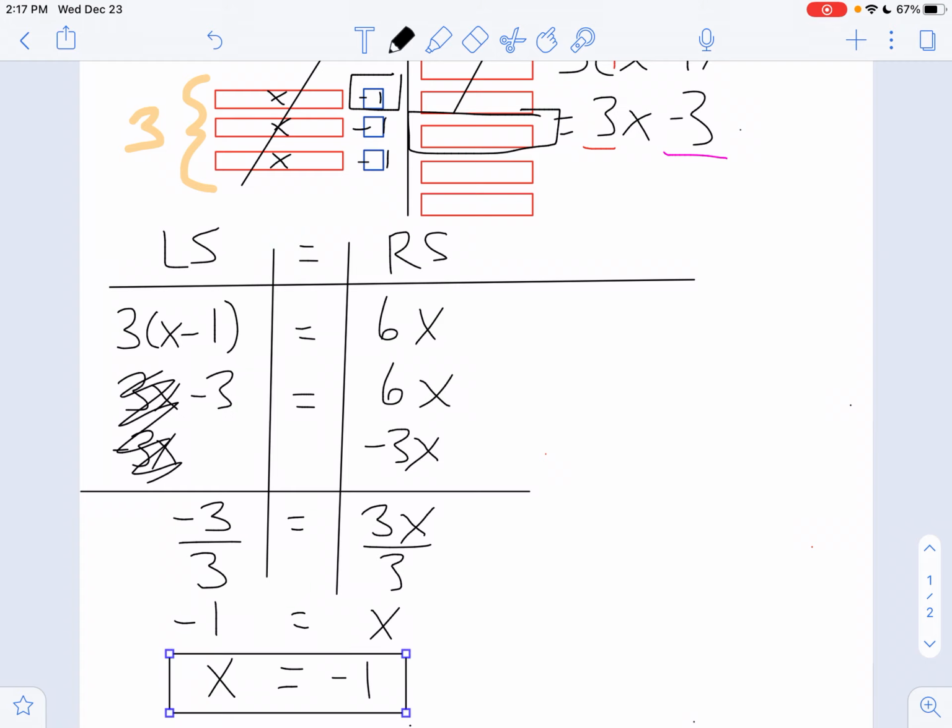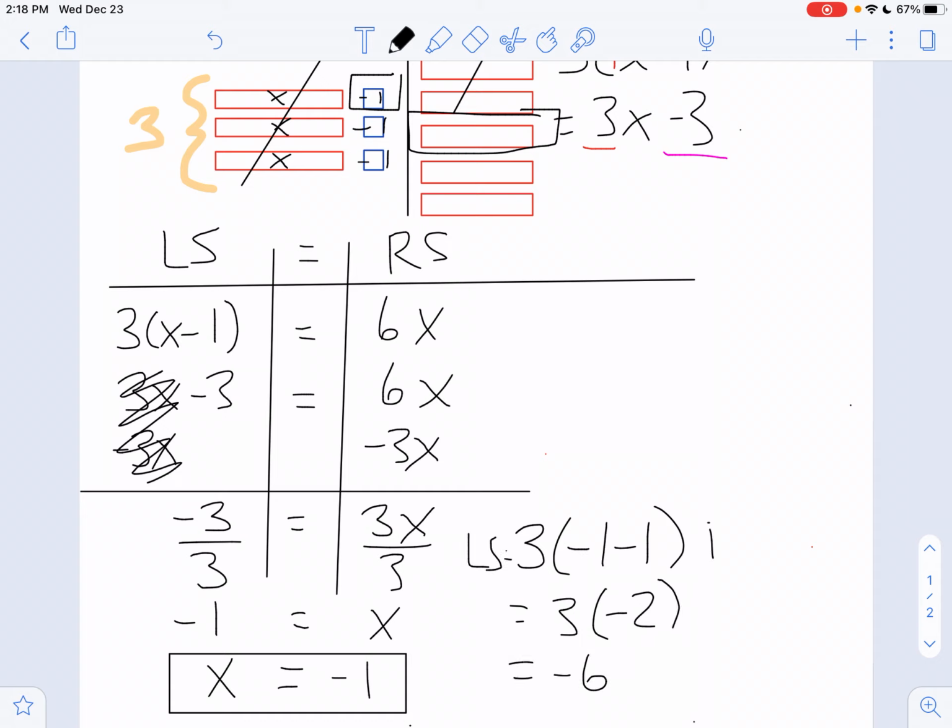And if we want to check our answer, 3 times -1 minus 1 is 3 times -2, or -6 on the left side. And on the right side, we have 6 times x, which is -1, which is also -6. Because left side equals right side, our answer is correct.